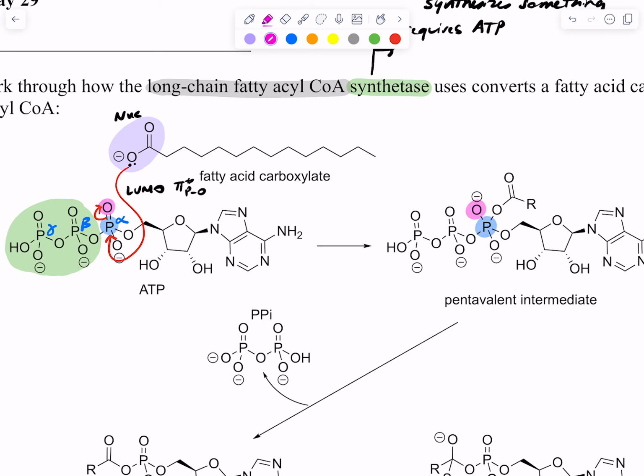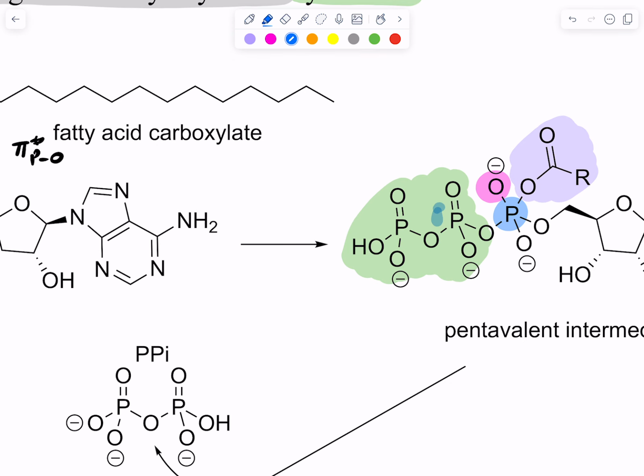Here's the phosphorus. Here's the resulting negatively charged oxygen. There's our carboxylate nucleophile that's now bonded to the phosphorus. And this is the leaving group comprising the beta and gamma phosphate groups.